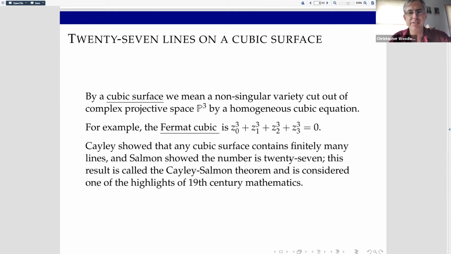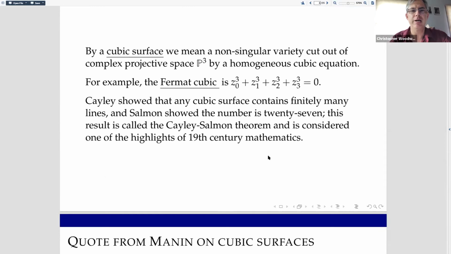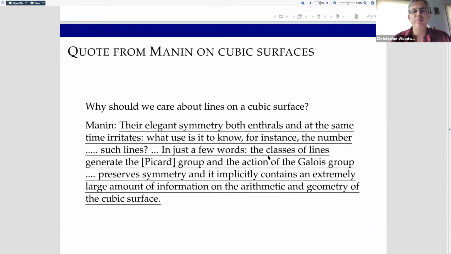Saying it's one of the highlights of 19th century mathematics means that I initially thought I'd read the literature about this and familiarize myself with what's been written, and I realized it's impossible because there's so much written about this particular result. But there's a wonderful quote about this result and its variations in a book by Manin.